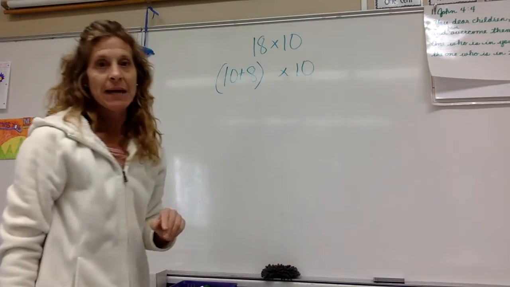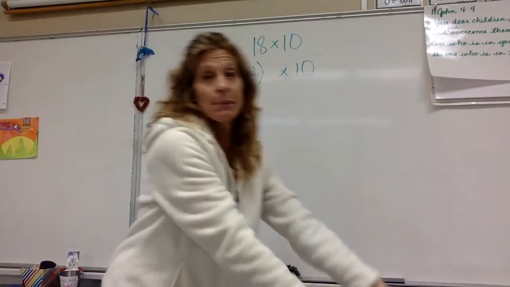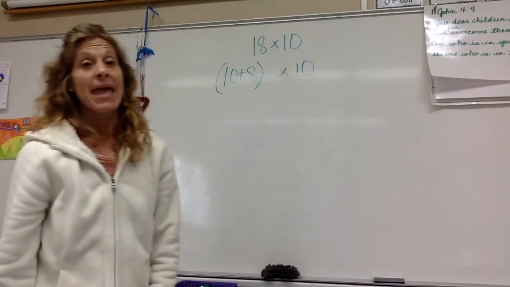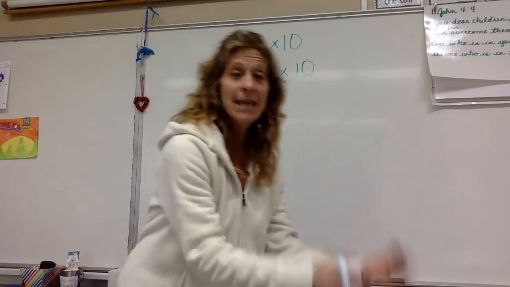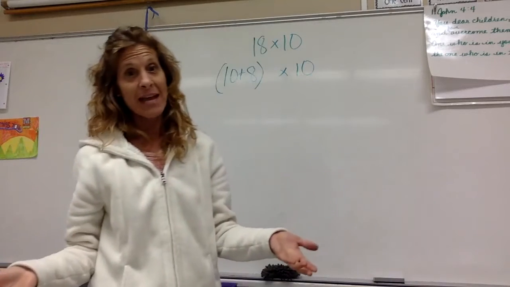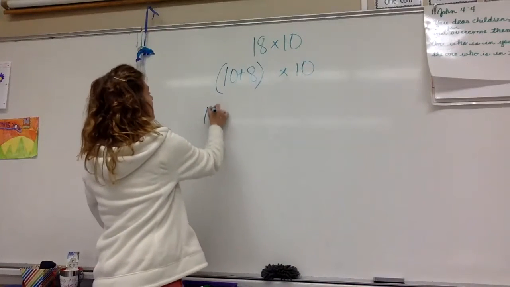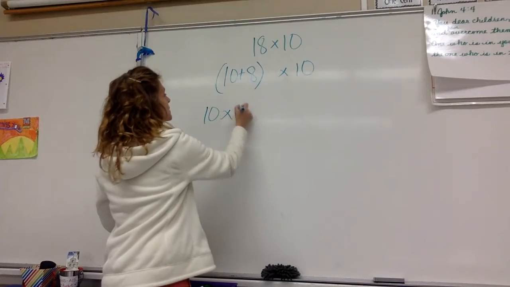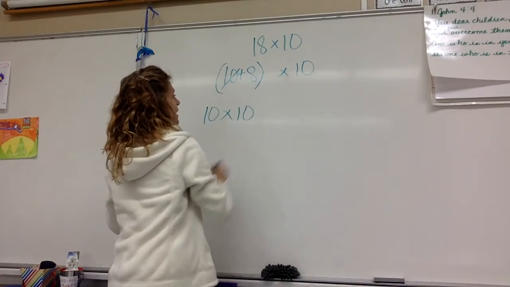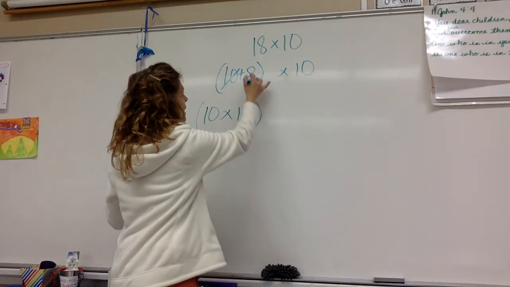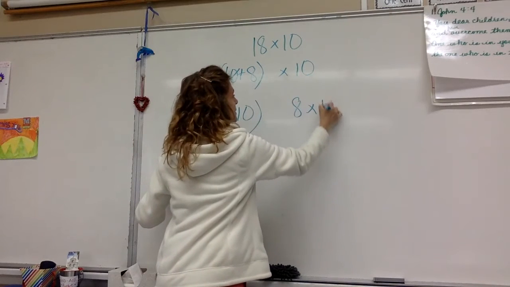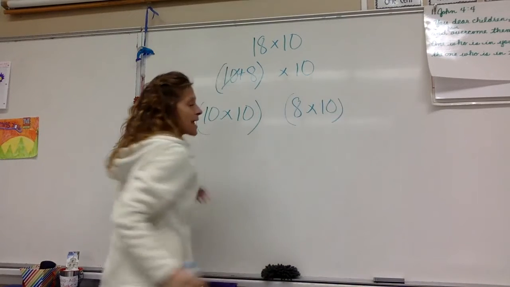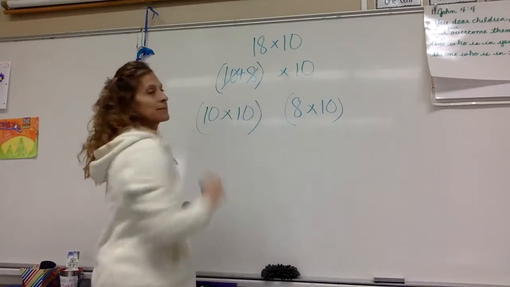Okay, now the 10 has to be multiplied by 10. The 8 has to be multiplied by 10. So let's write that down. 10 times 10. That takes care of that. 8 times 10. And that takes care of that.